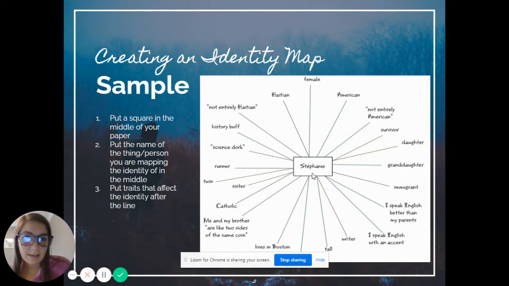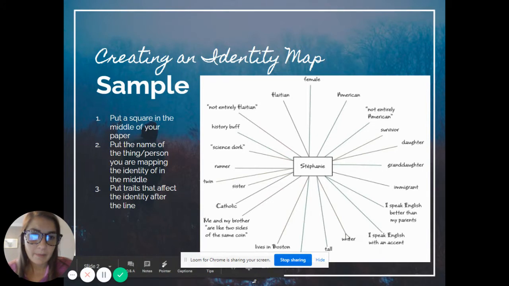So this is Stephanie. She said that she's a female, American, or Haitian. Maybe her dad is Haitian and her mom is American. She put not entirely American and not entirely Haitian. Maybe being biracial or bicultural makes her sort of feel split. She put the subjects that she finds interesting in school, so she's a history buff, science dork. She put hobbies such as running or writing.